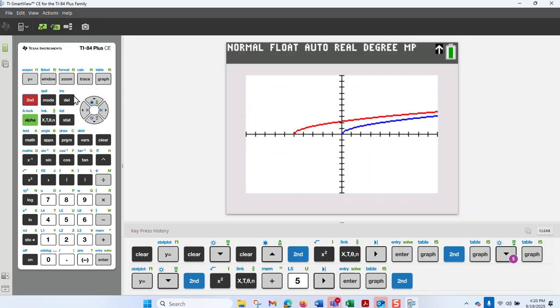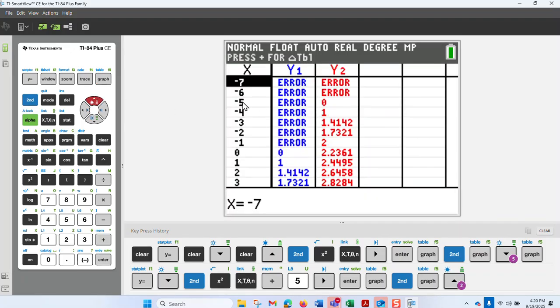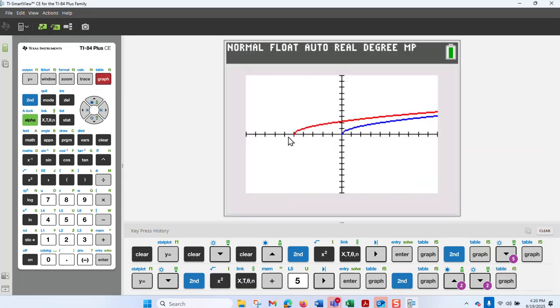And if I go to the second table, look at right here. When I have x = -5, my y2 is defined, because my y2 can start from -5. But if you go a little bit left, this won't be defined. When this is -6, this won't be defined anymore. So that is one way to graph.